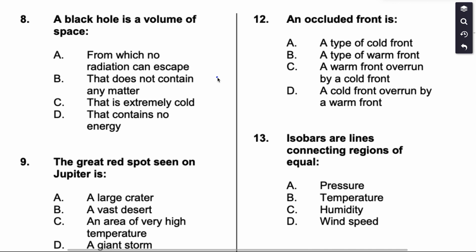Where is all that gravitational force coming from? It has to be matter compressed into such a small space, so it has to contain matter. C says that is extremely cold. Well, I couldn't say. I haven't been in a black hole before, but I'm not quite sure. And then D says that contains no energy. Well, if it has matter, it has to have energy.